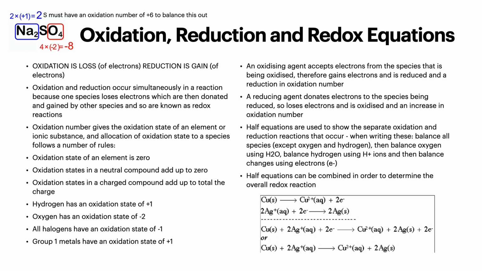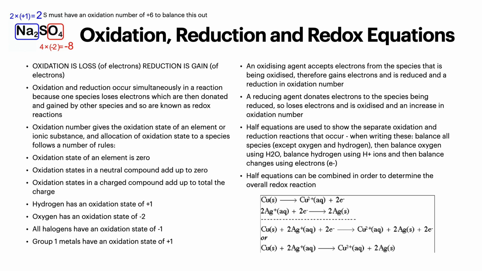An oxidizing agent accepts electrons from the species that is being oxidized, therefore gains electrons and is reduced, and goes through a reduction in oxidation number. A reducing agent, on the other hand, donates these electrons to the species being reduced, and so loses electrons and is oxidized, and sees an increase in oxidation number.